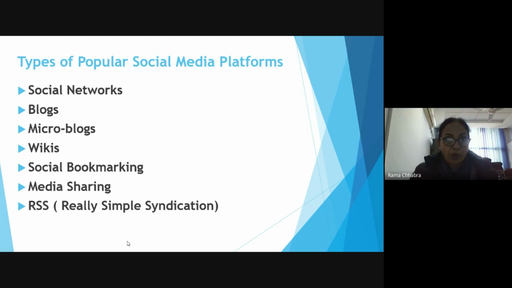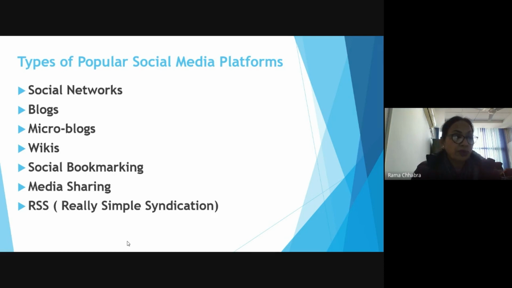Second one is the blogs. Blogs are web-based logs or journals that enable users to post their thoughts, their ideas, their creative writing, and their opinions for other people to view. Blogs are usually written by one person about a particular topic and are usually updated on a regular basis with entries displayed in reverse chronological order. They can either be self-hosted or placed on a blogging network such as Blogger, WordPress, or Tumblr.